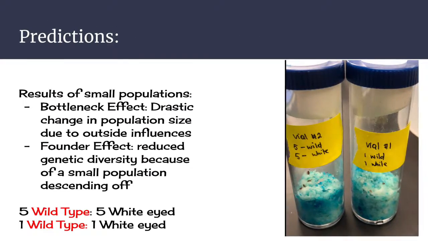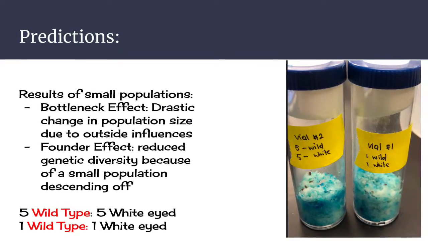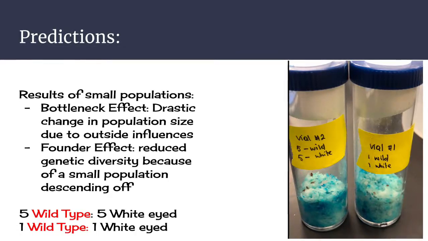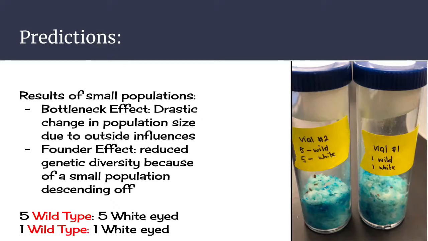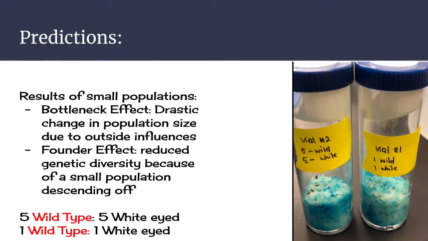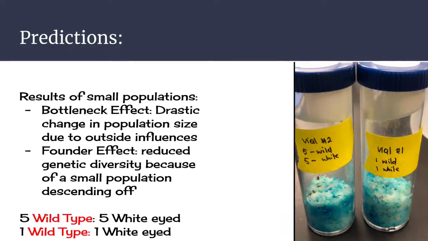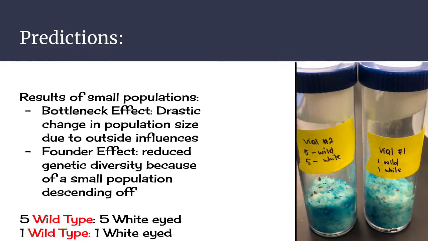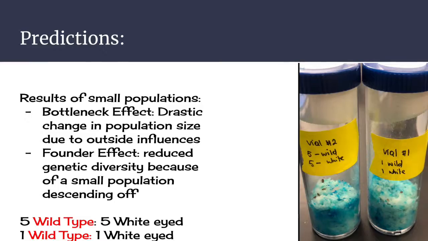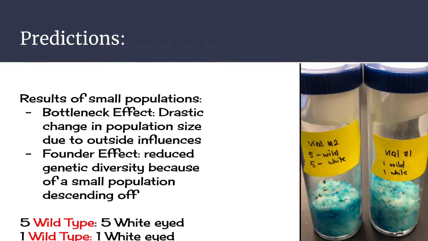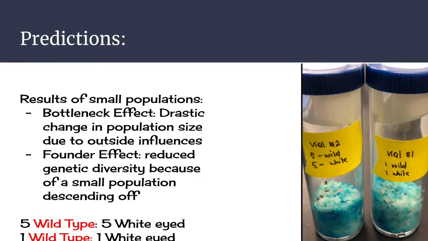By limiting our population size to the point of violating Hardy-Weinberg equilibrium, we will possibly see results from the bottleneck effect, where we see a drastic change in the population size because of outside influences. From the bottleneck effect, our group believes that we will see different results between the 5 to 5 and 1 to 1 ratio because of the amount of flies in each tube, and that the wild-type flies will also be the most frequent during the project.